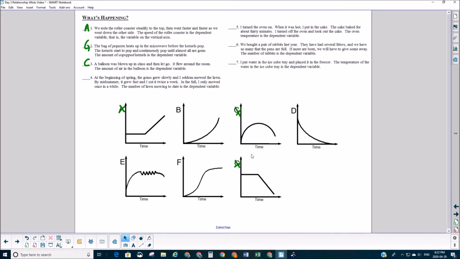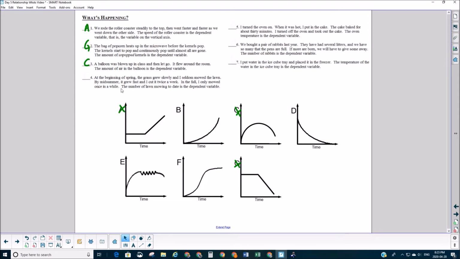I think you're probably getting the hang of it, and why it gets a little bit tricky to get all these right the first time. At the beginning of the spring, the grass grew slowly, and I seldom had to mow the lawn. By midsummer, it grew so fast that I had to cut it twice a week, and in the fall, I only mowed it once in a while. The number of lawn mowings to date is the dependent variable.